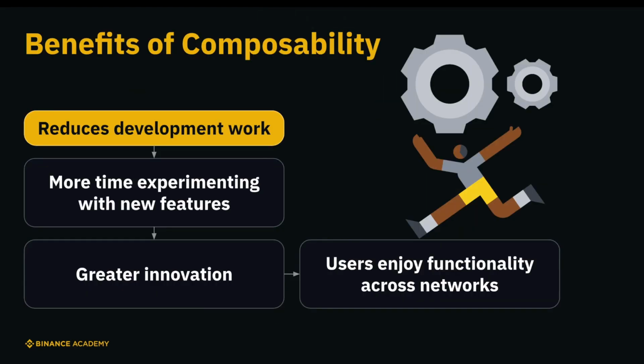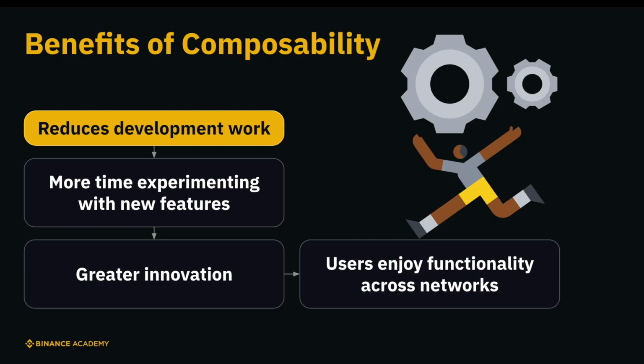What's the benefit of composability? As we've seen, it reduces the work that developers have to do when creating DApps, and therefore saves time. This also means developers can spend more time experimenting with new features, leading to greater innovation. In the end, users can enjoy different functionality across different networks.